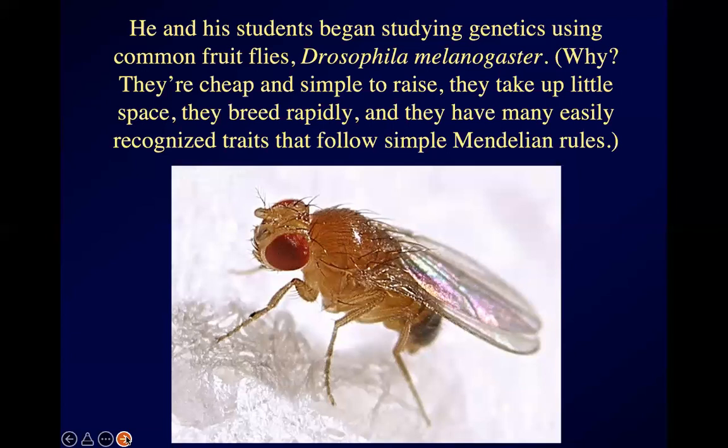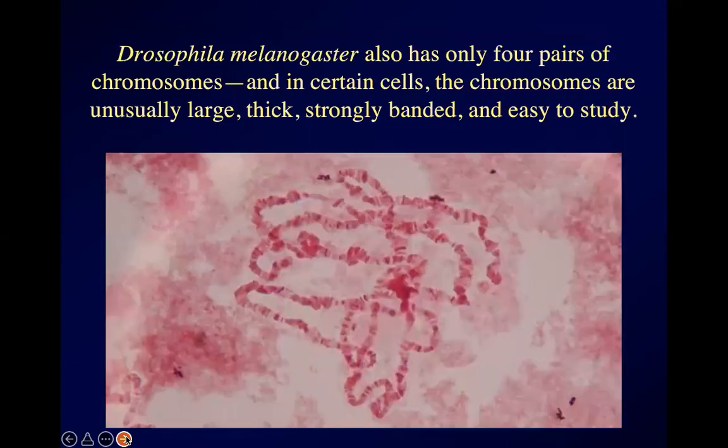It only takes you a week to go from one generation of fruit flies to the next. And they also have lots of traits that follow simple Mendelian rules, traits involving eye color, wing shape, body color, body shape, lots of different traits that could be shown to behave just like Mendel's laws. D. melanogaster, by the way, also has only 4 pairs of chromosomes. These are fruit fly chromosomes that you see, the stripy ribbon-looking things.